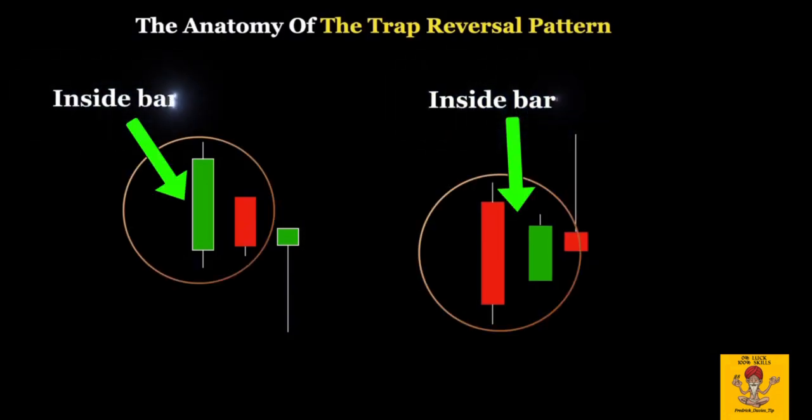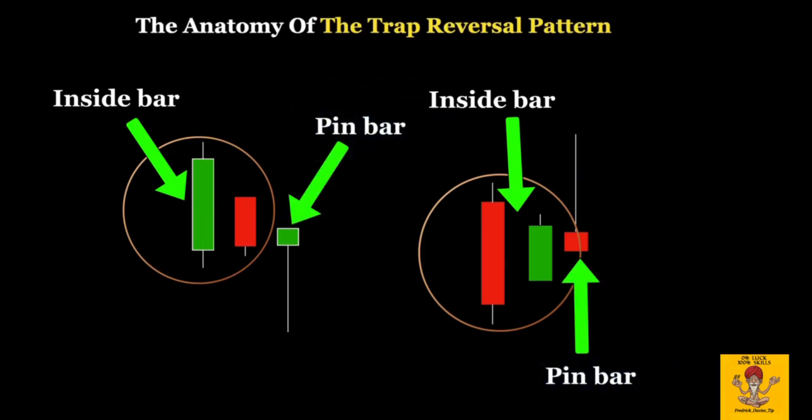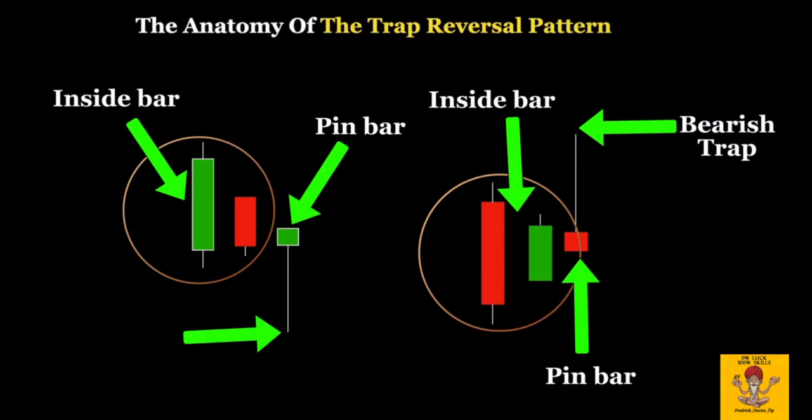Let's break down the anatomy of the trap reversal pattern. It's made up of two key candlesticks. First, an inside bar. This shows market indecision and usually signals a potential breakout. Then comes the pin bar, and this is where the trap is set. In a bearish trap reversal, you'll see an inside bar followed by a bearish pin bar that fakes a breakout to the upside, then slams back down. In a bullish trap reversal, it's the opposite. An inside bar followed by a bullish pin bar that fakes a move lower, then quickly reverses to the upside. This combination creates the illusion of a breakout before flipping and trapping traders who took the bait.